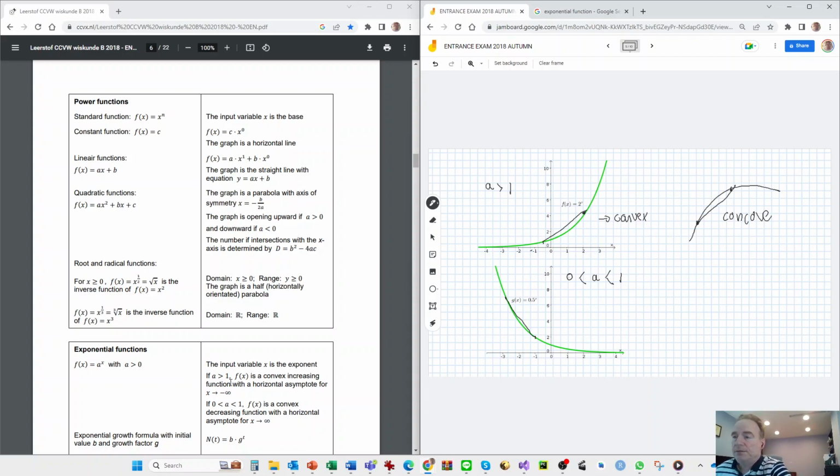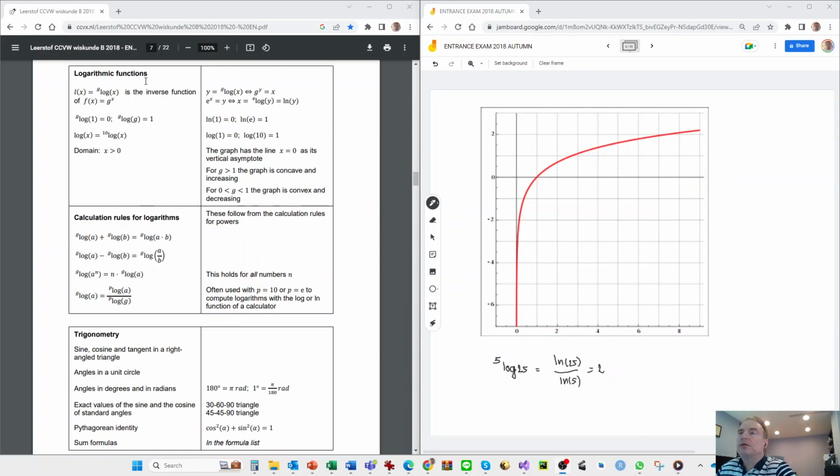Then finally, these exponential functions are used for an exponential growth formula. If you have exponential growth with an initial value b and a growth factor g, then the function looks like b times g to the power t. And obviously b is the initial value, since when I substitute t equals 0, the function N here is equal to b. Next is more detail about the logarithmic function.